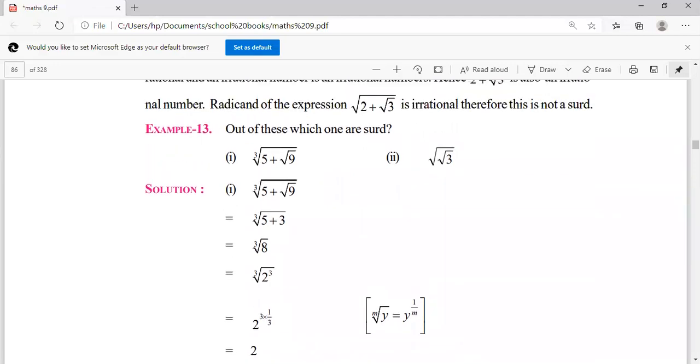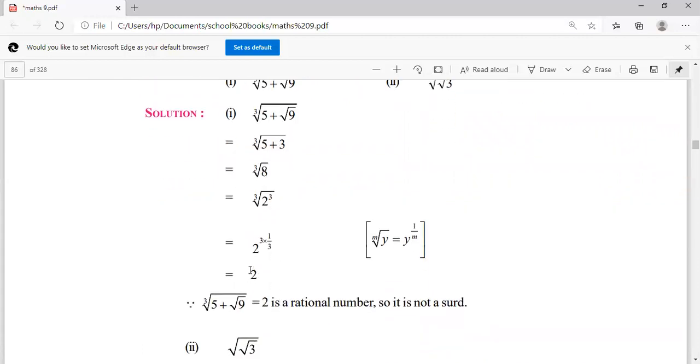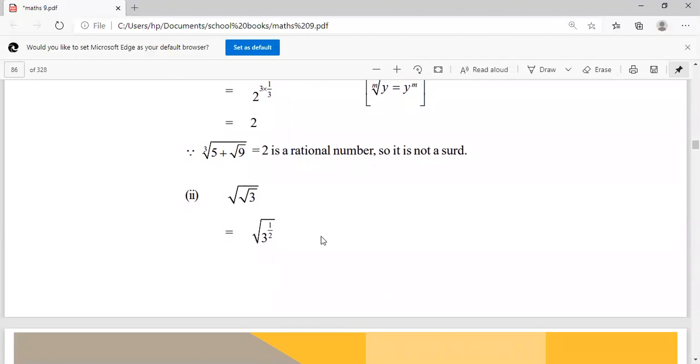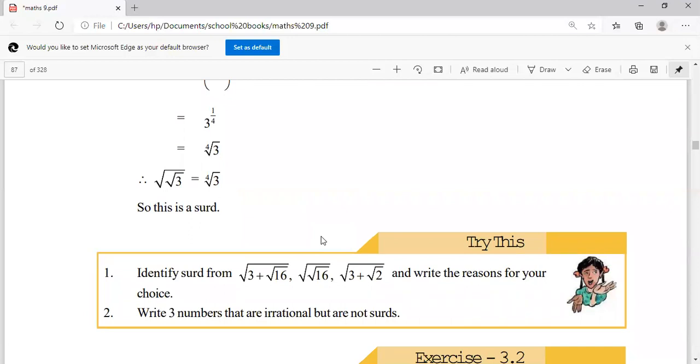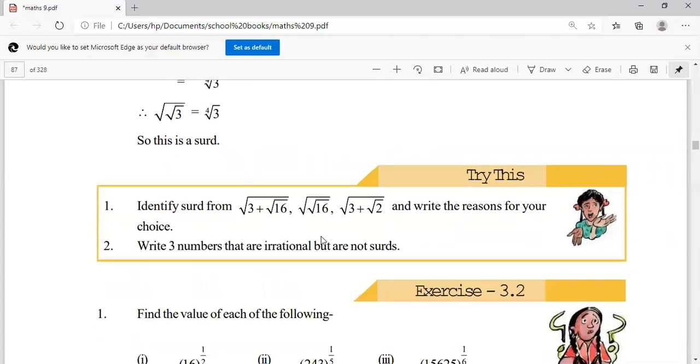मतलब जब भी आप लोग कोई भी क्वेश्चन दिया हुआ है और वो आपको सर्ड है कि नहीं ये फाइंड आउट करना है, at the time what you have to do, you have to solve that question and if you are getting a whole number, okay, as the final answer, if you are getting a whole number that means it is not a surd, okay, that means it is a rational number. Okay, but if you are not getting a whole number that means that is a surd and that is an irrational number. Okay, these are the difference between the rational and irrational number and what is a surd, what is not a surd.